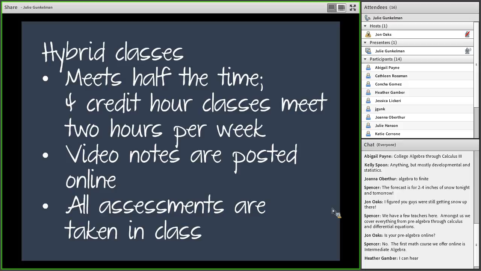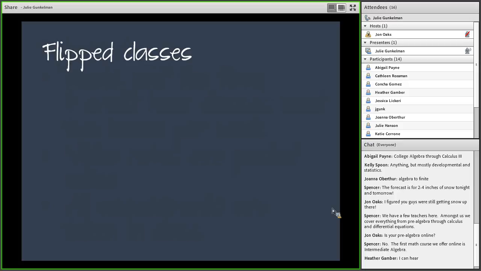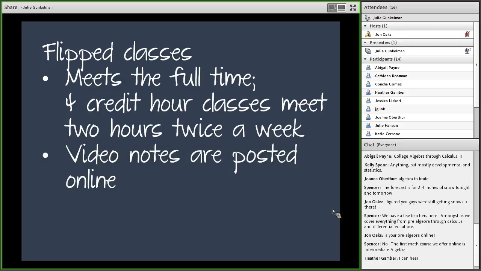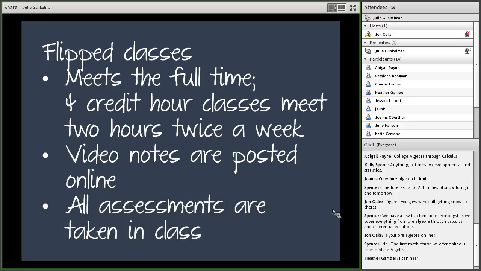Very similar, when you see the description, are my flipped classes, and flipped classes are going to meet the full time, just like a normal face-to-face class. So a 4-credit class would meet 2 hours twice a week. I generally don't teach in 4-hour blocks, although the college does offer some of those. Again, all of my video notes are posted online, so all the introductory material for my class is posted online. And again, of course, all assessments are taken in class.